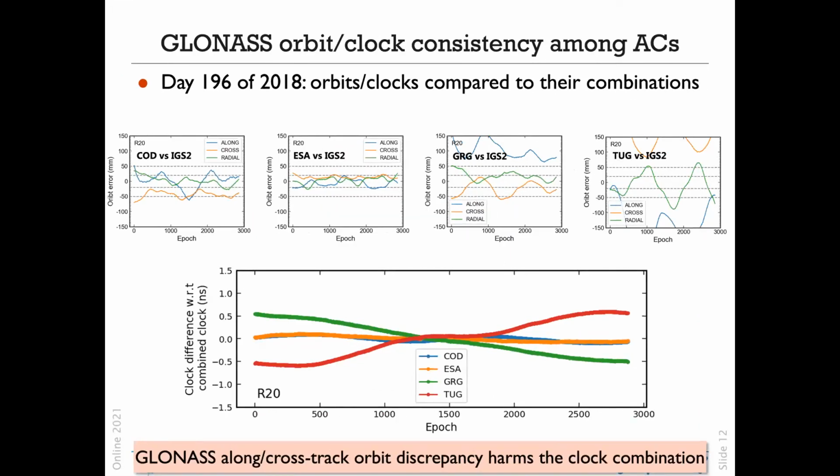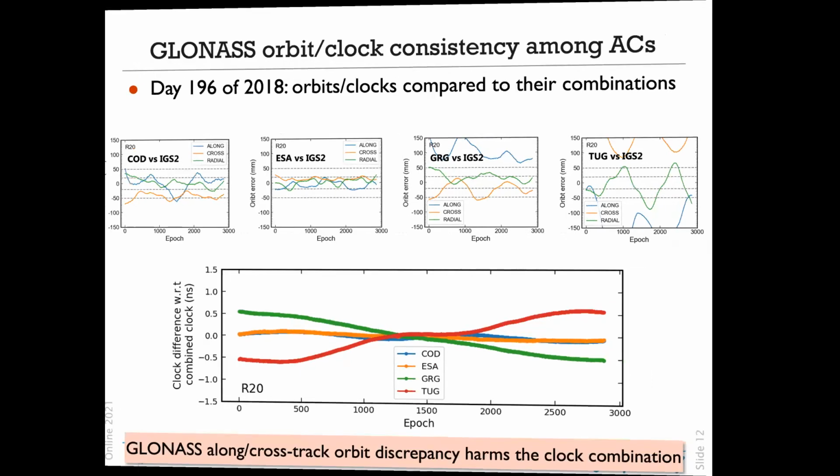So here we show 4 ACs. The 4 top panels show the warp-bit differences from the IGS-2 warp-bits. And you see here the code and ESA warp-bits can be very close to the combination results, but the GRG and TUG results are a little bit far from the combination results. So then in the following panel, we see that the GRG and TUG clocks are a little bit far from the combination clocks. So the Glonass along and cross-track warp-bit discrepancy harms the clock combination in this case. So how can we resolve the problem?